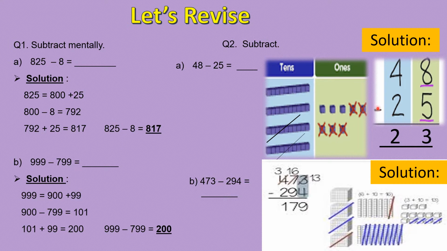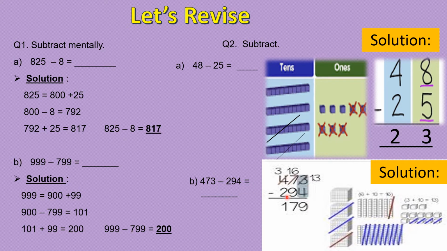4 tens minus 2 tens. From 4 tens I cancel 2 tens. I've got only 2 tens. That means 2 tens are remaining. So 2 tens, 3 ones make 23. That means my answer is 48 minus 25 is equal to 23. 473 minus 294. I am using the place value method again.